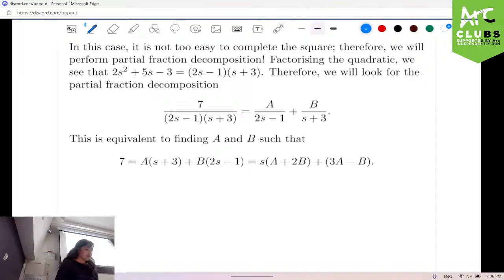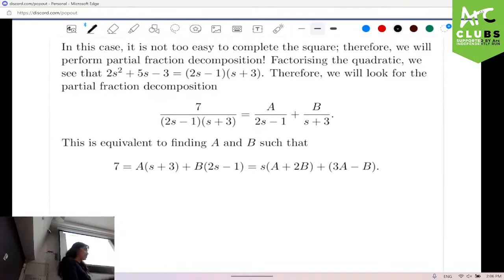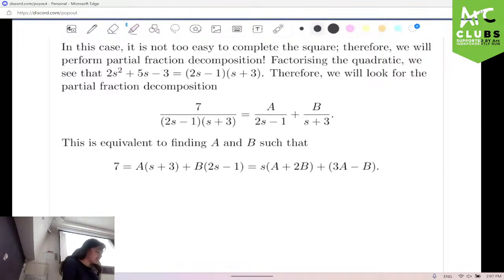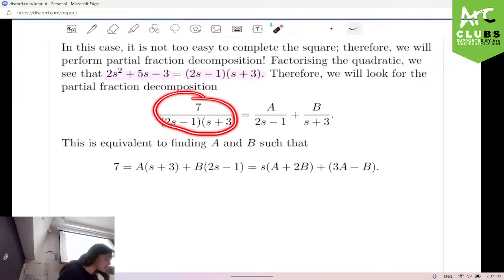So we're going to do partial fractions. Okay, okay guys, it's not that bad. Don't stop frowning. It's okay. First of all, to do partial fractions, we have to factorize the quadratic. You know what, let's make it pink. 2s squared plus 5s minus 3 factorizes into 2s minus 1 and s plus 3. So therefore, we would get this fraction.